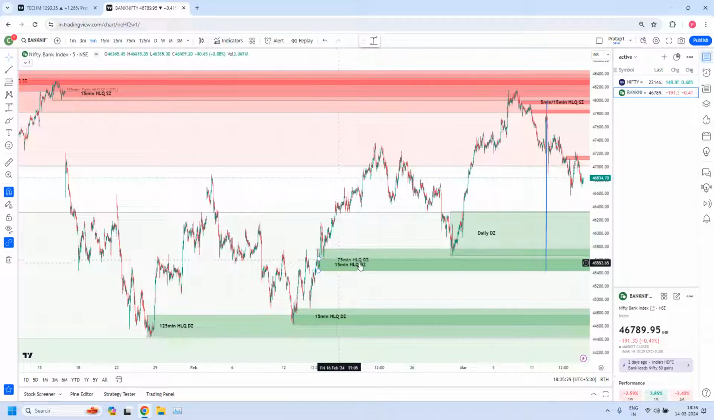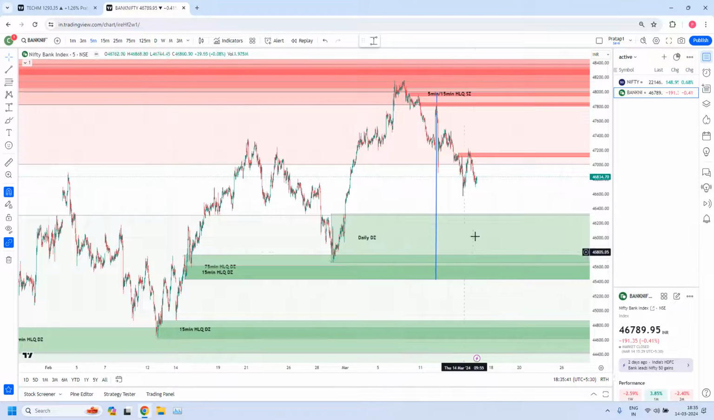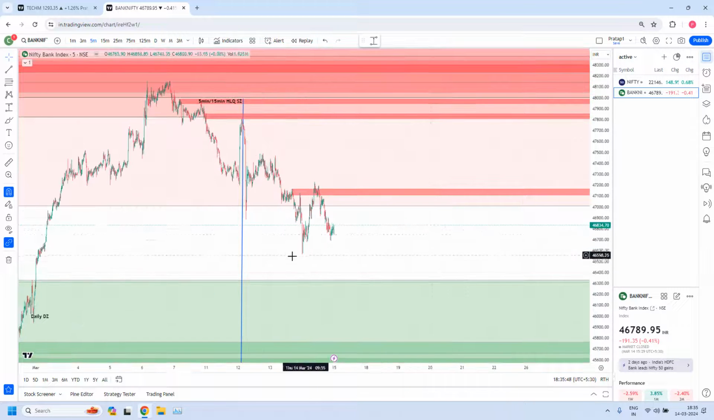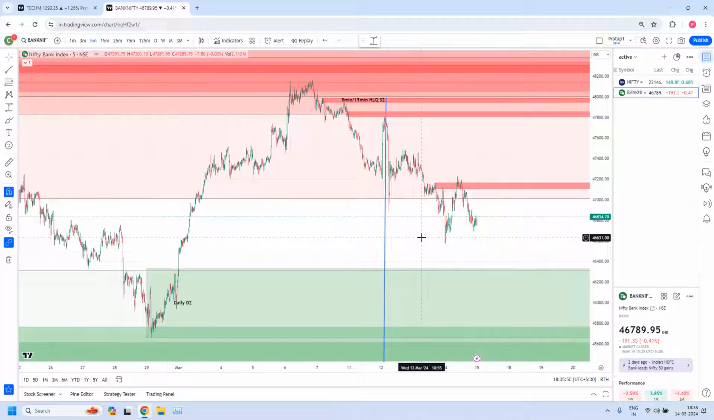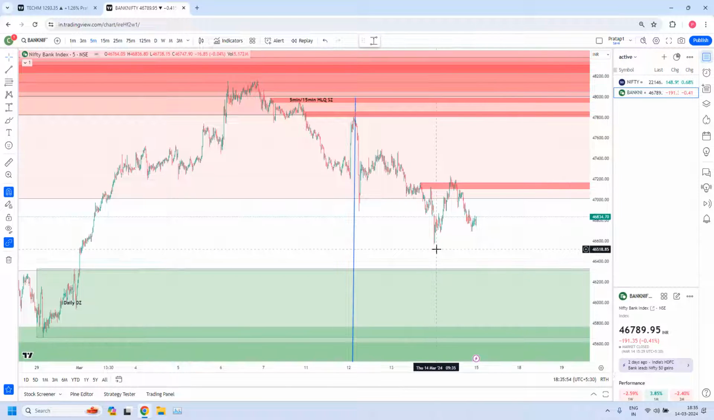Here we have a 75 minutes high liquidity zone, 15 minutes. Here we have a daily demand zone. These two high liquidity zones are having zone confluence. So in this range, Bank Nifty moved within this area today. I don't think you would have got a trading opportunity based on high liquidity zones.